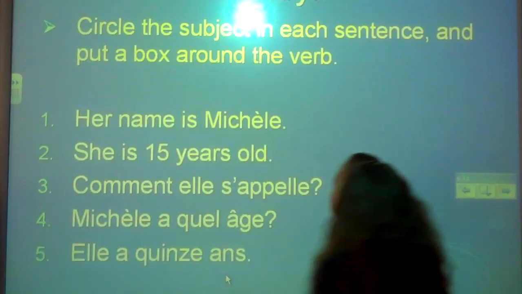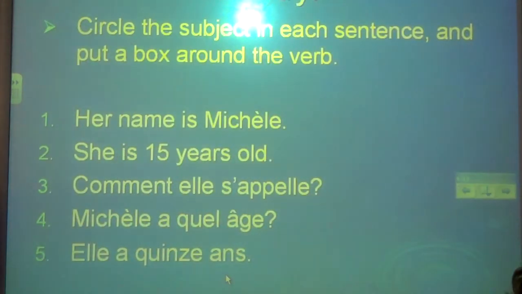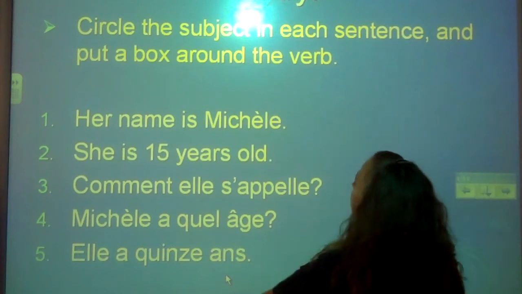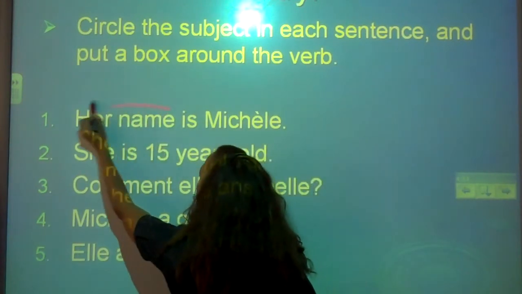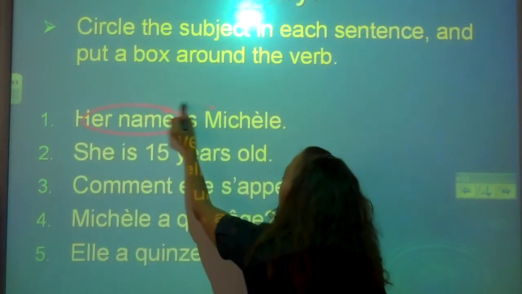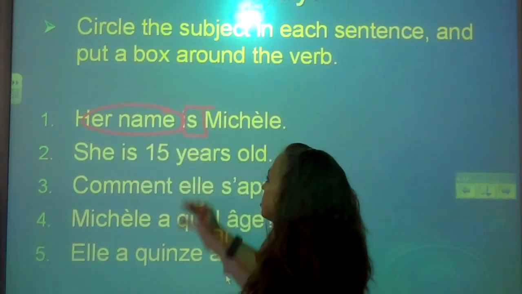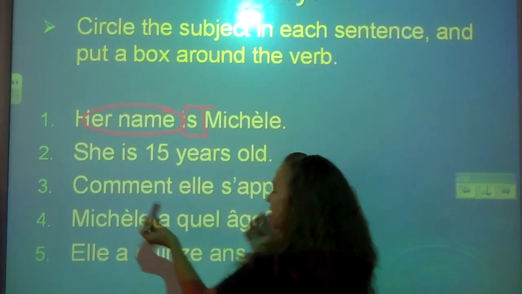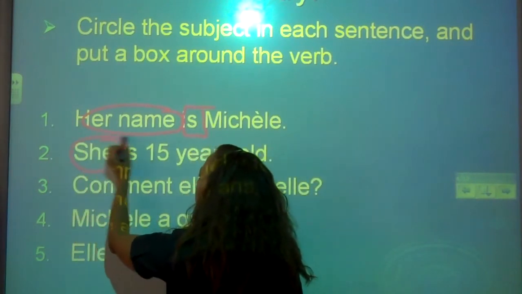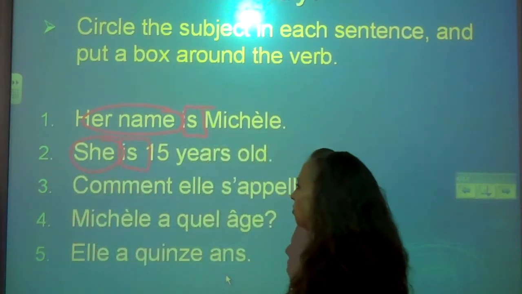So if you look at these sentences here, and we write down or circle the subject in each sentence, and then put a box around the verb, we would have the subject as her name, and then is the verb. This is the subject of the sentence, this is a verb. Sometimes it's easier to see it like this. She is 15 years old.